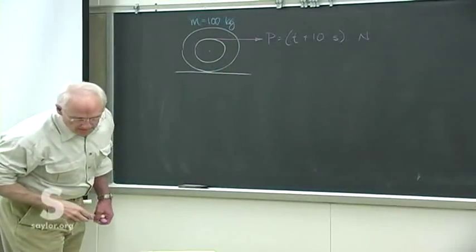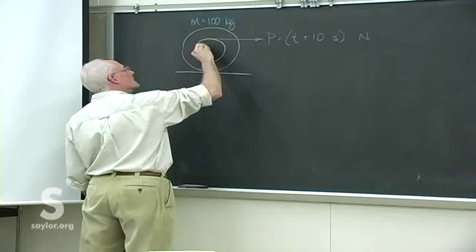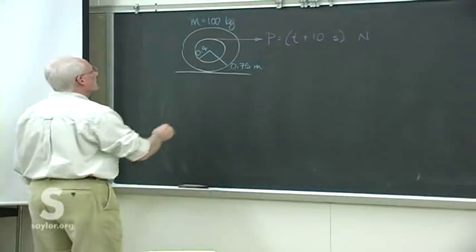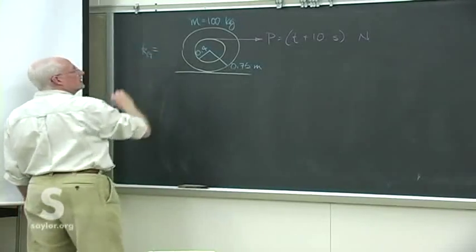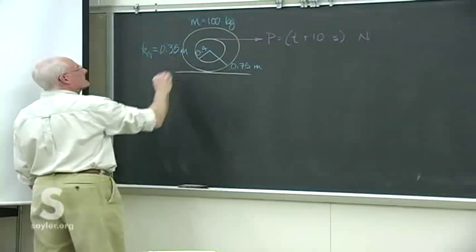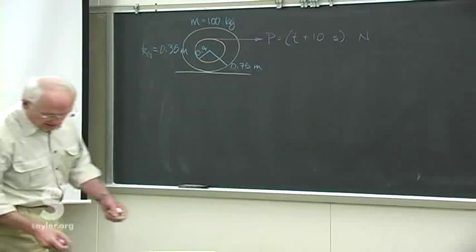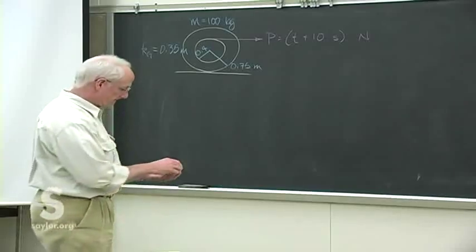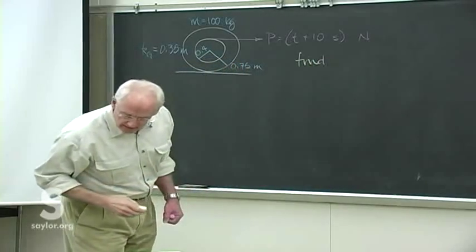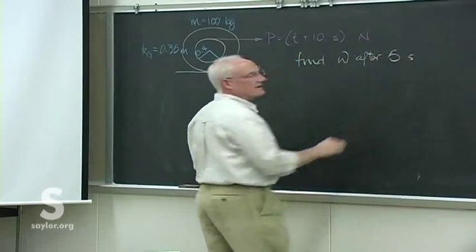Mass of 100 kilograms. The individual radiuses, that's 0.4, that's 0.75 meters. And the radius of gyration about its center, 0.35. So I've got this time-varying force being applied. T is in seconds. Assuming no slip, as usual, find the angular speed after 5 seconds.